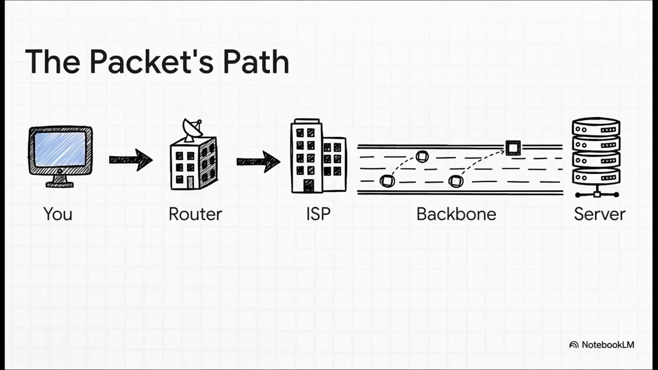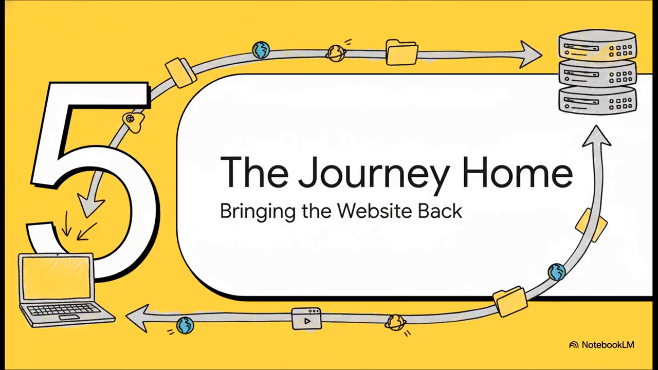So what's the actual path these packets take? Well, it starts at your computer. From there, they're sent to your home router, which is kind of like the local post office. And that sends them to your internet service provider. From there, they hit the massive superhighways of the internet, hopping from one router to the next. Each router reads the destination IP and just points the packet in the right direction until, finally, it arrives at the server.